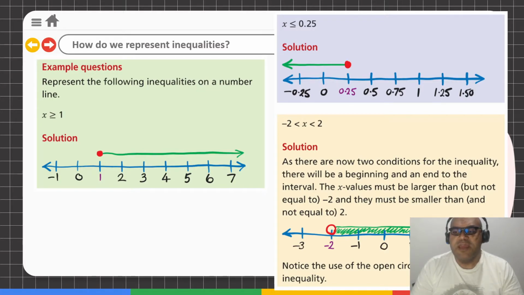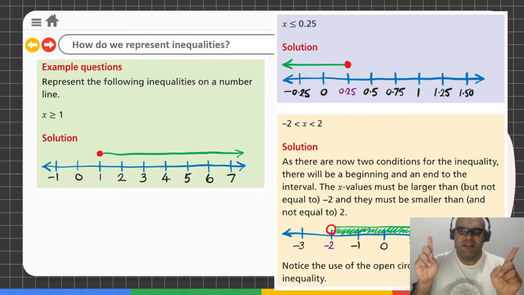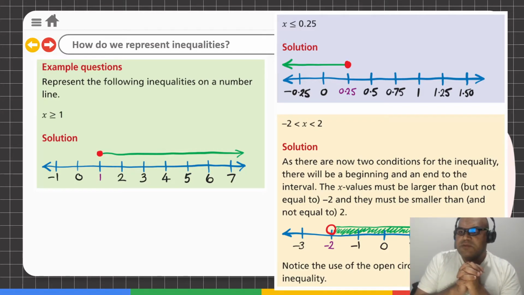The solution, as you see, the circle now is different. Yes, the circle is different because we are talking about not equal to. We start over there, but not with the number. That's why we use open circles. And we have a line connecting the two numbers, and this is the possibilities of solutions over there in green. Notice we use the open circles to show strict inequality. Great, guys. Here's the way to represent inequalities.